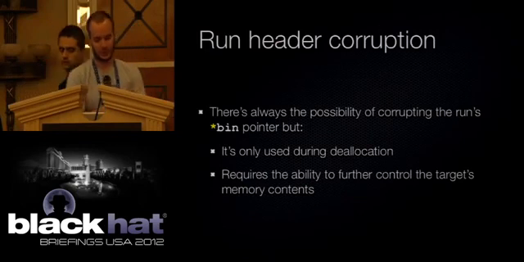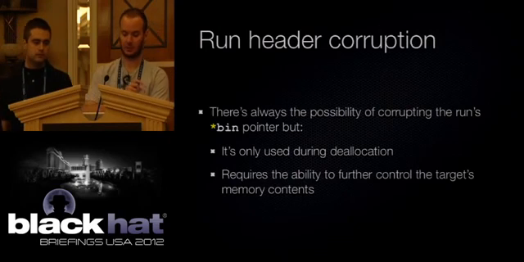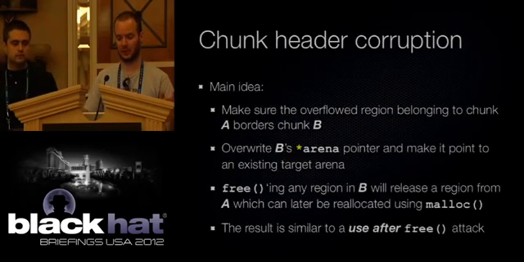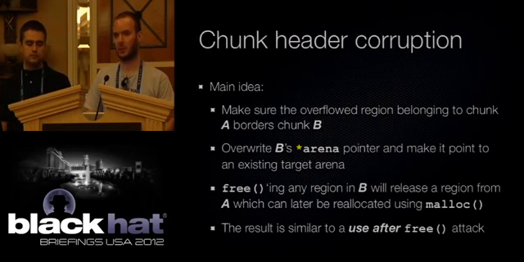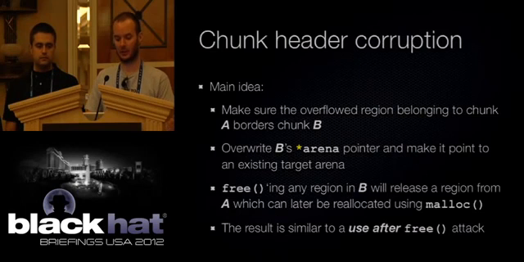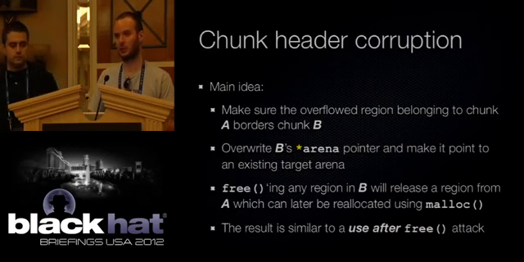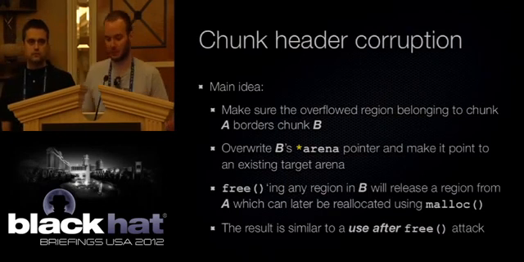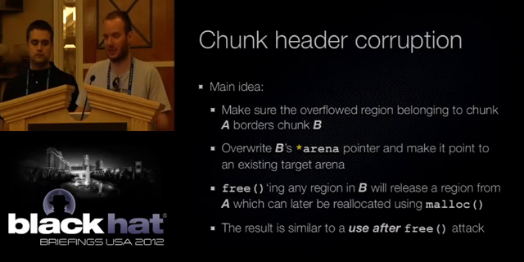So now let's move on to chunk header corruption. The idea is the following. You just have to force two chunks to border each other, which is a common case, and then trigger an overflow on the last region of chunk A and override the second chunk's arena pointer and make it point to an existing target arena. So you might be wondering how we're going to find out that target arena. Where exactly is this arena in memory?